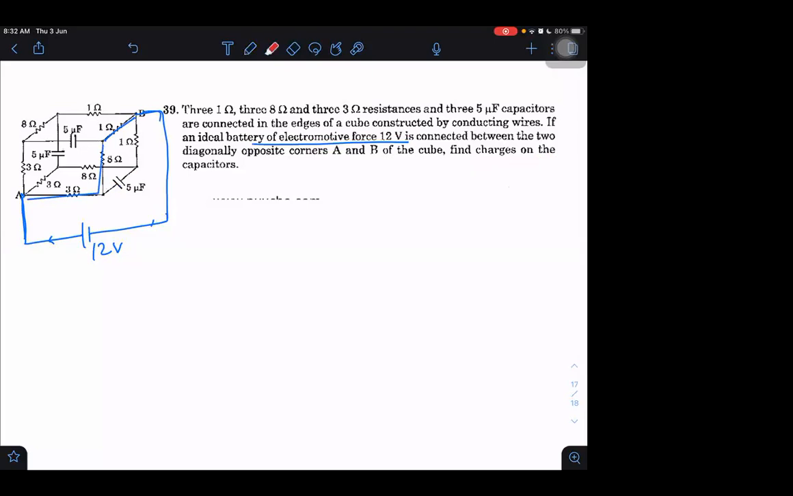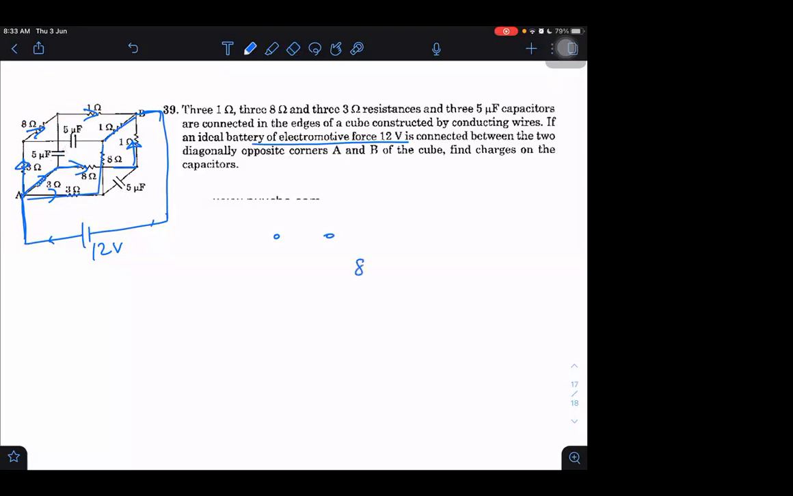Similarly, you observe this. There is a well-defined path. All resistances in these series paths are the same: 3 plus 8 plus 1. What are these capacitors doing? These capacitors are connected just to confuse you. Actually, they are like open circuits, and we can just remove these capacitors in the beginning when we want to find the currents. And these three paths will be in parallel.